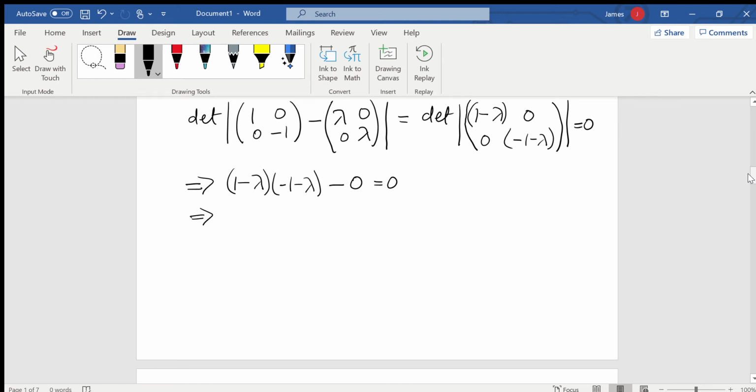Okay, which implies that we've got to FOIL this out. So we've got 1 multiplied by minus 1. I'm going to FOIL this out: the first, then the outer, then the inner, and then the last. Okay, so we'll FOIL it out.